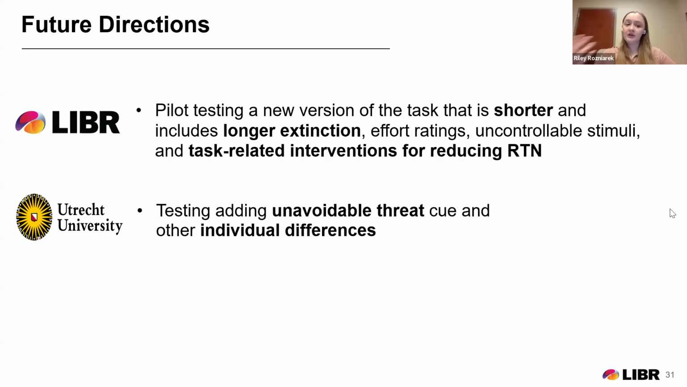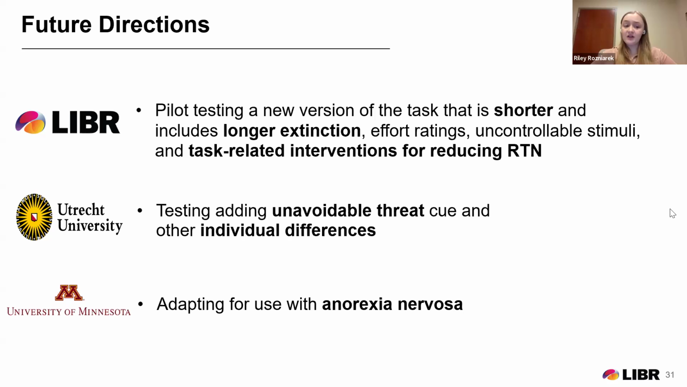As mentioned before at Utrecht University, they are testing the addition of an unavoidable threat cue, as well as looking at other individual differences, including uncertainty, intolerance of uncertainty. And then finally, at University of Minnesota, they are adapting this task to be used with an anorexia nervosa population.